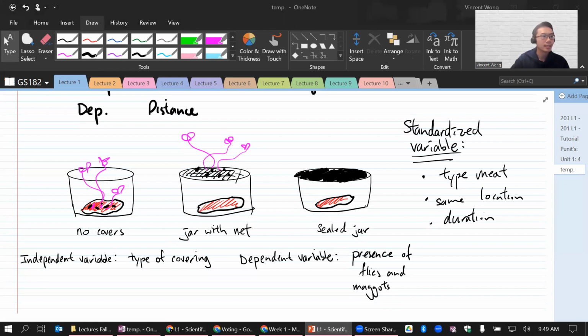All right, let's go back to our question, does the container matter? Yeah, you probably want to use the same jar, but it's probably not as important as the other variables. But yeah, same jar, just different coverings though, right, Trish?